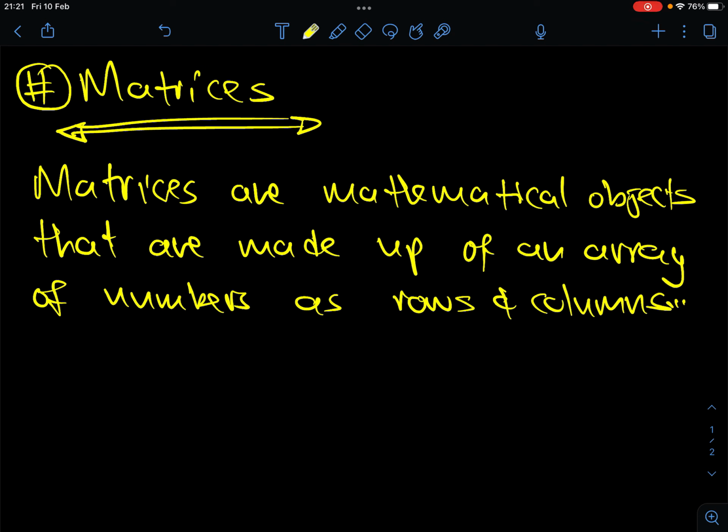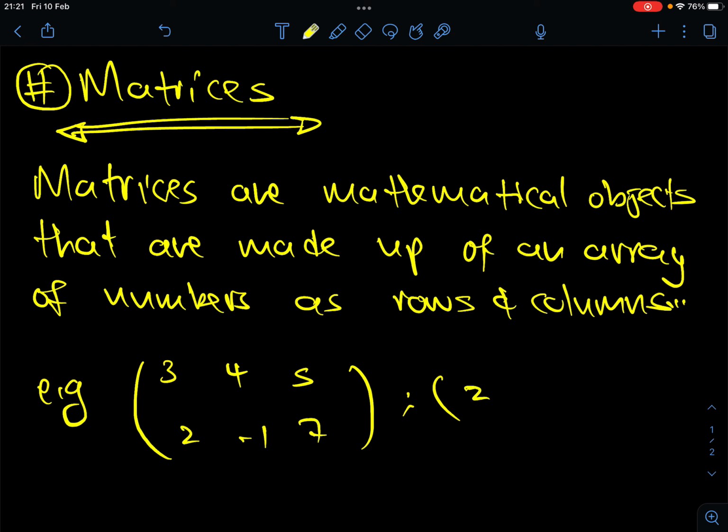It is just a mathematical object which consists of numbers written in the form of rows and columns within that object. Examples of what we call matrices are something like this: 2, 3, 4, 5, 2, minus 1, 7. These are all different examples of matrices.